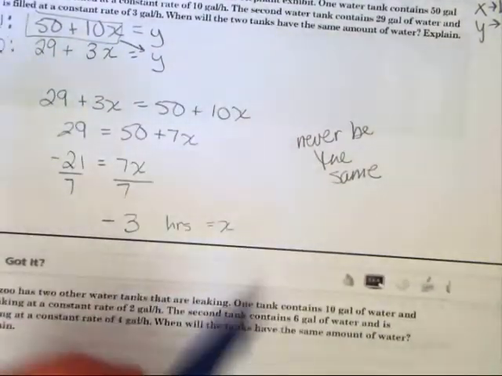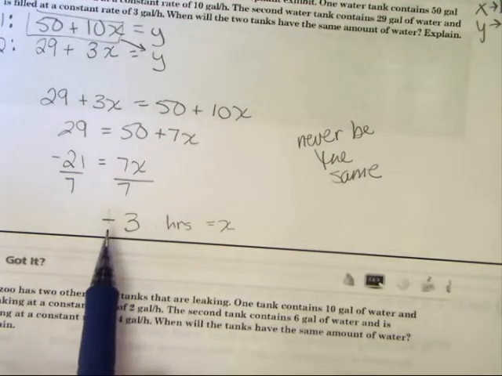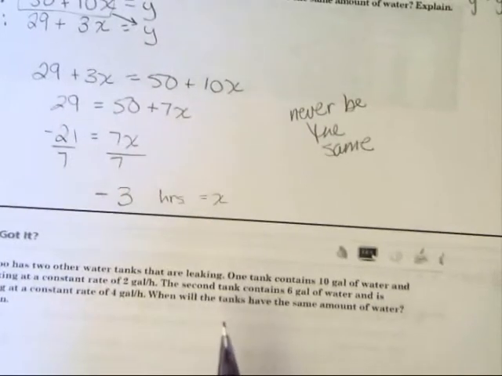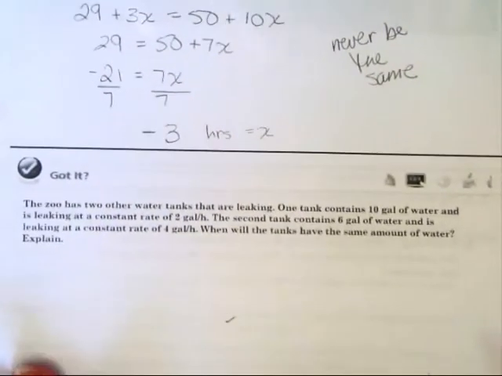Now if you're really wondering what this negative 3 means, that means that 3 hours in the past, like if it was 9 o'clock at night, that means at 6 o'clock at night, 3 hours ago, they could have possibly been the same amount. But it's not happening in the future.